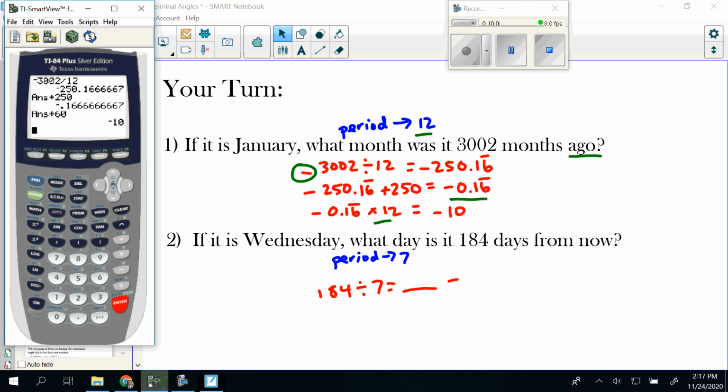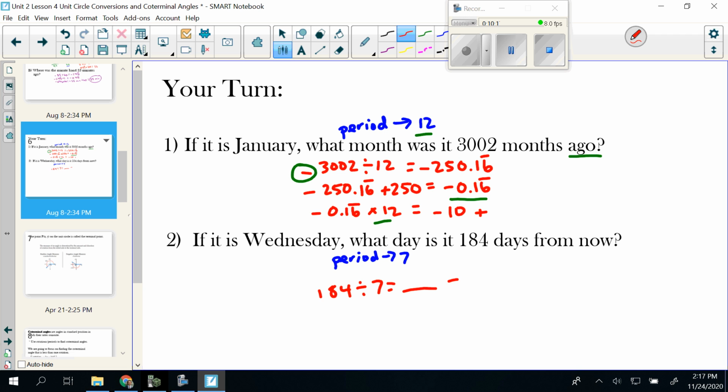You get -10, which means it was 10 months before January. You could count back months, 10 months from January if you want, or if we add on the period here, you get 2. So that would be 2 months from January. So if you move 2 months from January, February, March, looks like it would be March here. So if you got March, nice job.